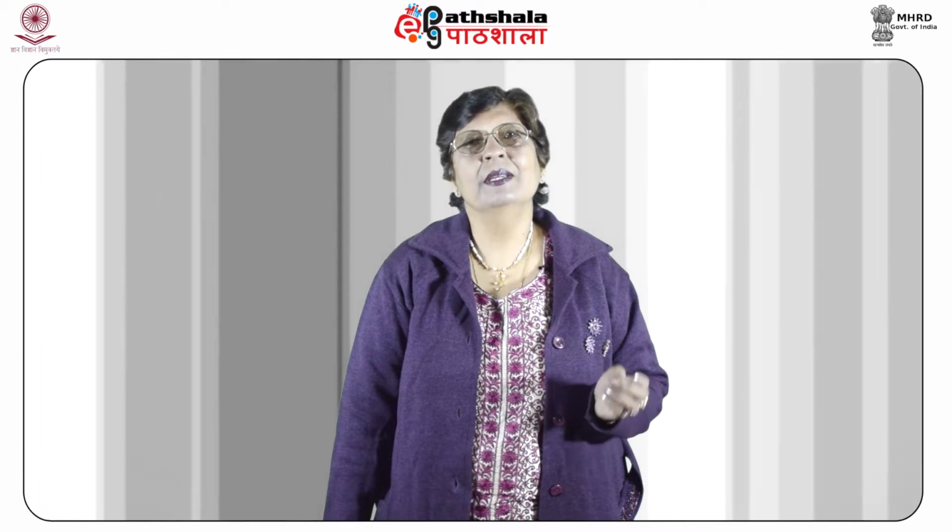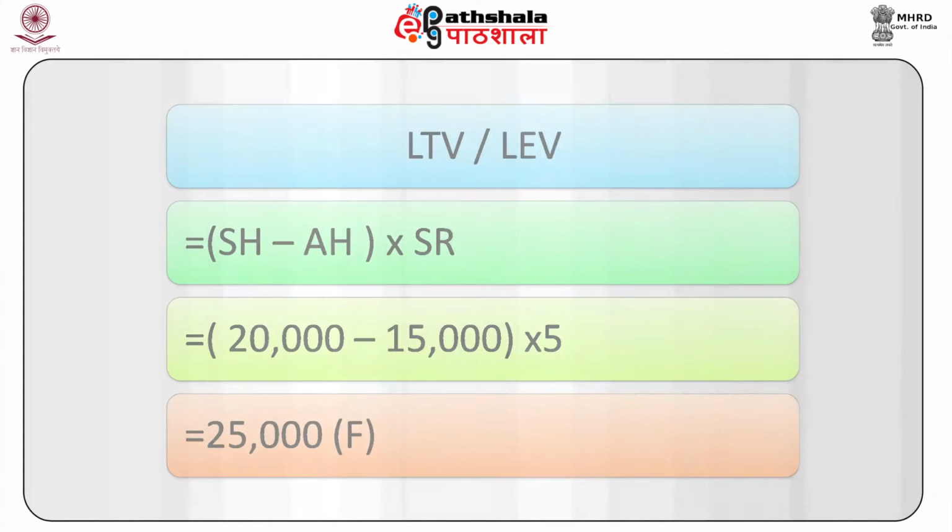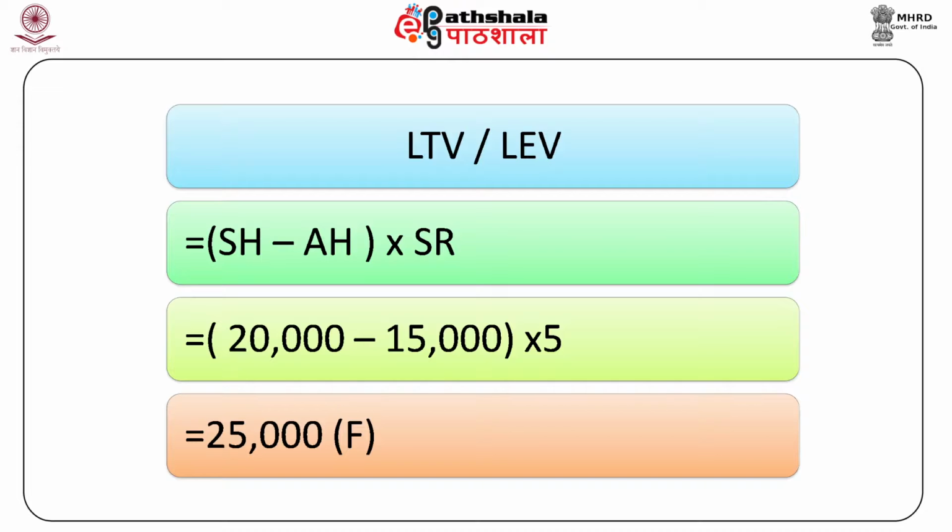It is favorable when the actual labor hours used are less than the standard labor hours specified to produce the actual output, and adverse when the actual labor hours used are more than the specified standard hours. Continuing with the example first taken, we can calculate labor time or labor efficiency variance, LTV or LEV, as per formula, equal to SH minus AH into SR, that is 20,000 minus 15,000 into 5, that will be equal to 25,000, which is favorable.